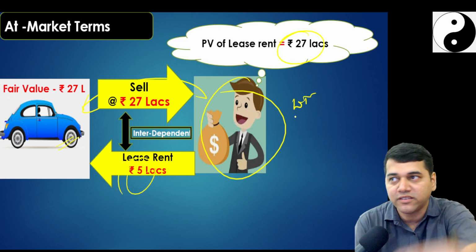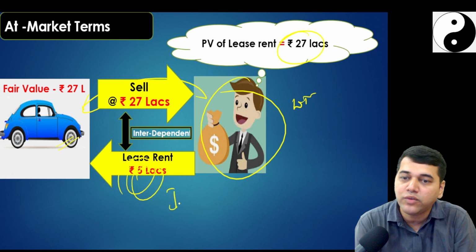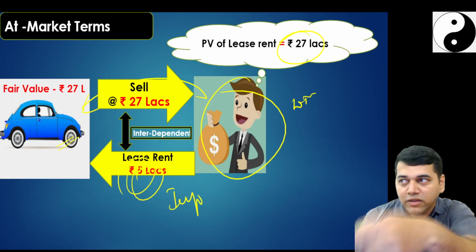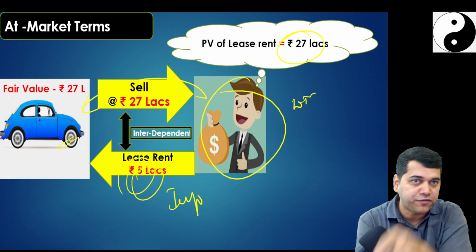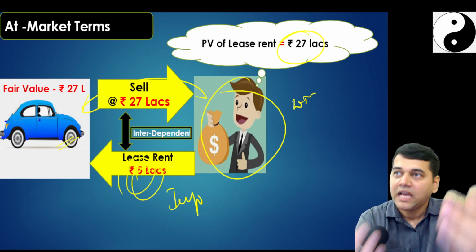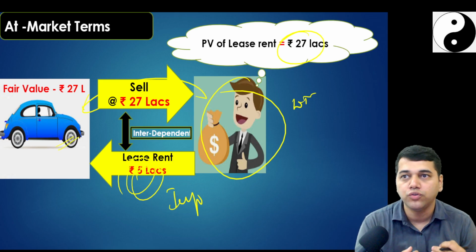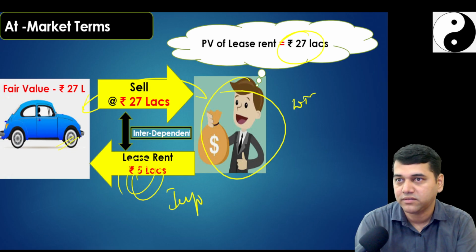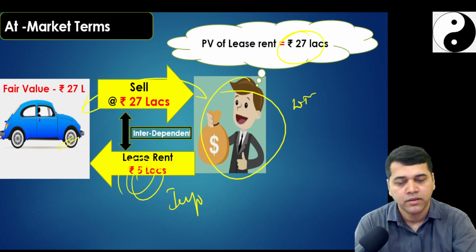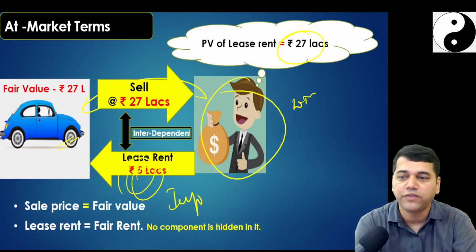Like 27 lakhs he has given. In this 5 lakhs, there is one implicit rate. One rate is fixed. So upfront he has given you 27 lakhs and he will recover that from you in the form of EMIs. No headache. Everything is fine. Sale price is equal to fair value. Lease rent is equal to fair rent. There is no component hidden here.